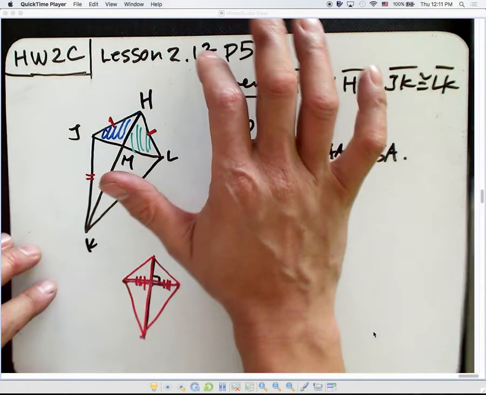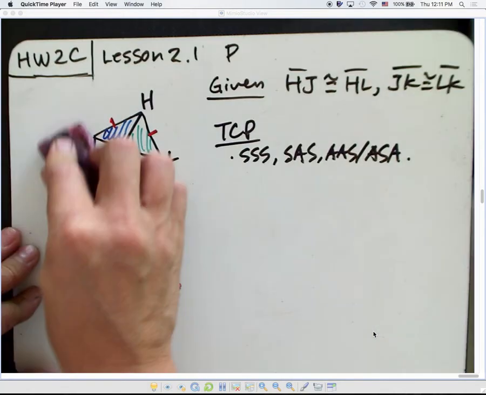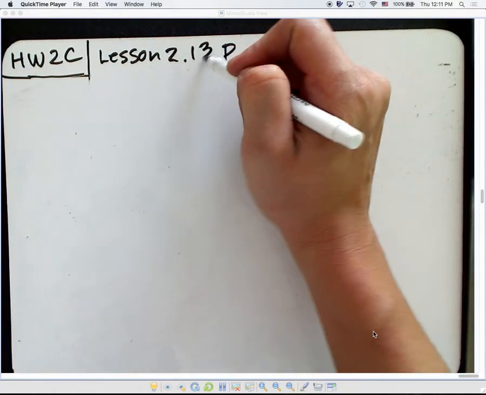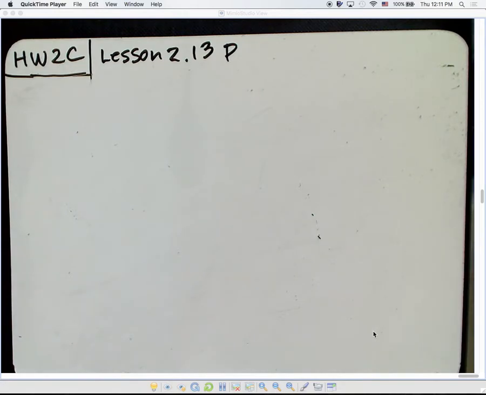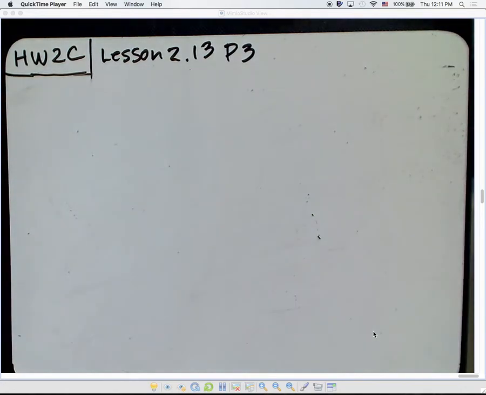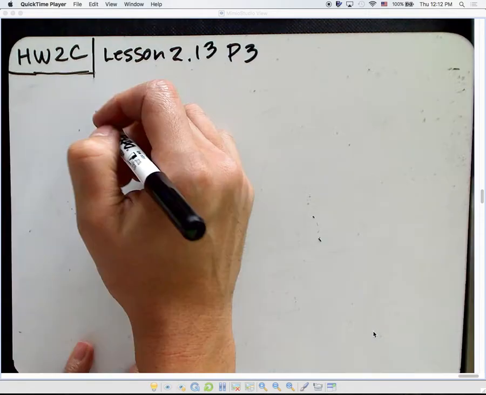Lesson 2.13. Let's look at problem number 3. So in exercises 3 to 8, prove each statement. Use a reverse list to write each proof. So it says if a triangle is isosceles, then the medians from its legs to the vertex of its base angles are congruent.